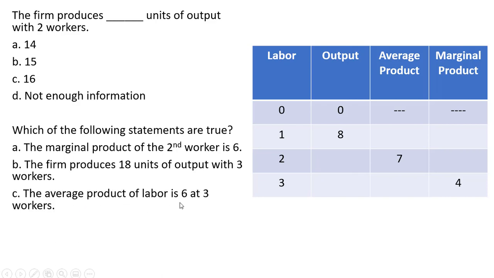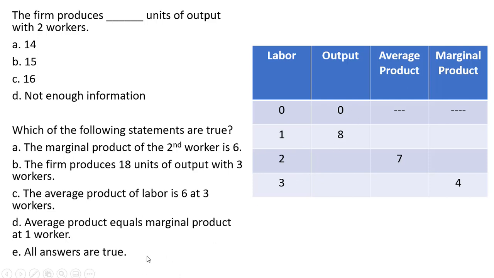The average product of labor is 6 at 3 workers. So we have 18 units of output being produced with 3 workers, so 18 divided by 3 gives us an average product of labor of 6, so that is going to be correct. Answer choice D, average product equals marginal product at 1 worker, that's true. Notice that the average product of labor is 8 divided by 1, or 8, and the marginal product of labor is just going to be the increase in output from going from 0 workers to the first worker. That's also an 8-unit increase. So all answers are true, all answers are correct.